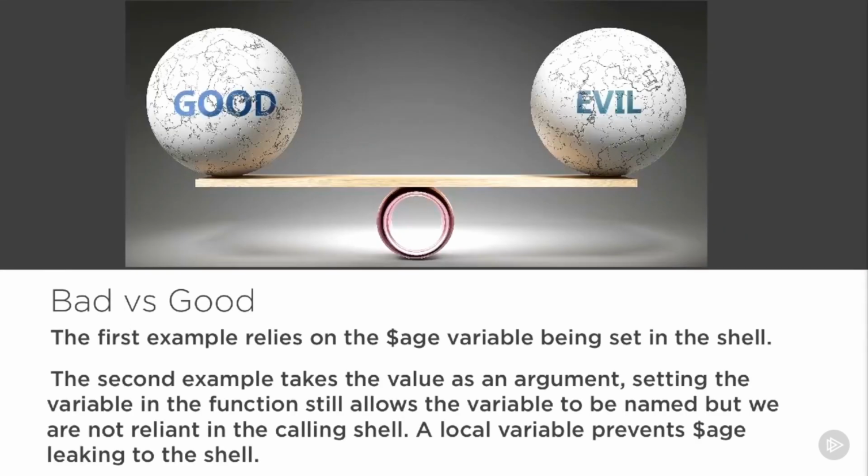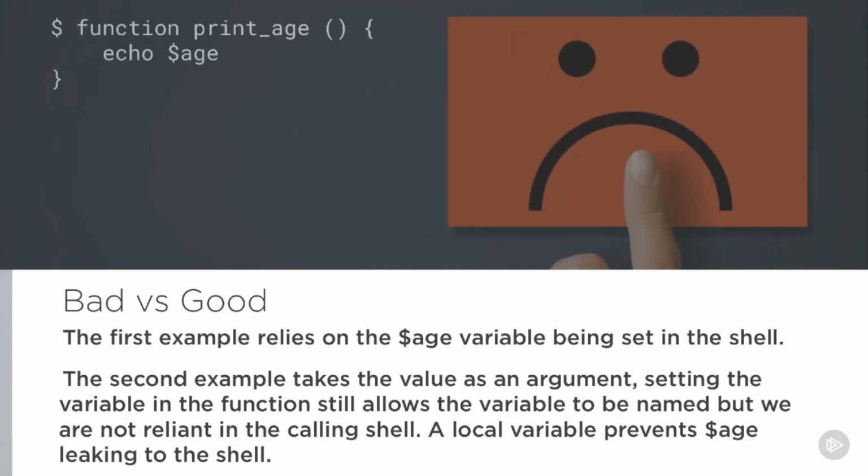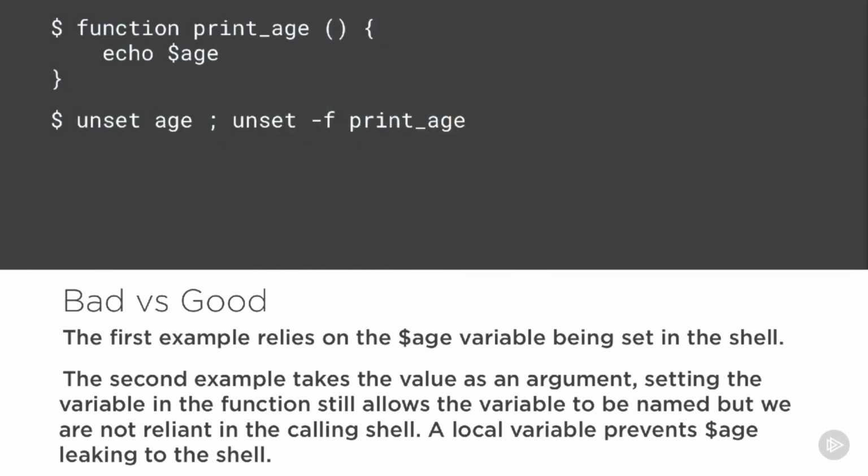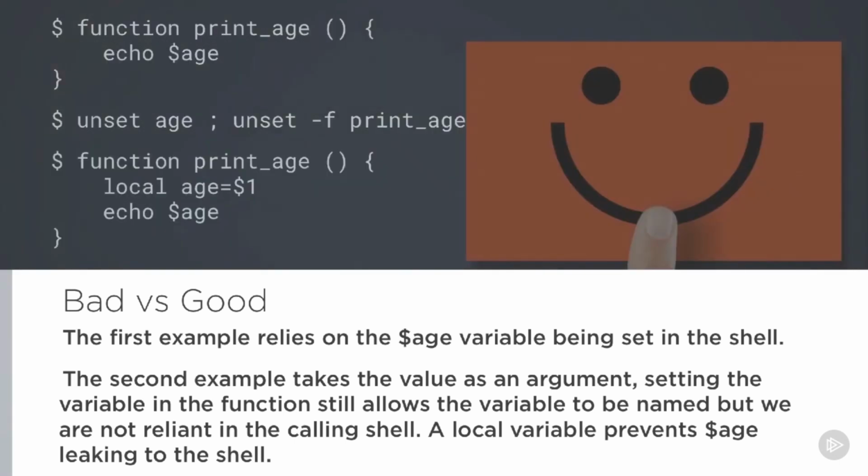If we start looking at some good versus bad, or bad versus good, this would not be so good. Here we're echoing out a variable called $age, and obviously if that variable doesn't exist, then we're going to be printing nothing. So it really isn't that useful. Whereas we unset our variable, and we can also go through and clear the function, so unset -f print_age, we can go and then create it again.